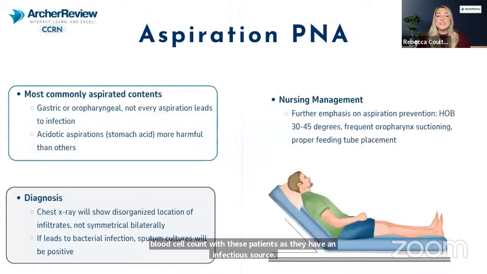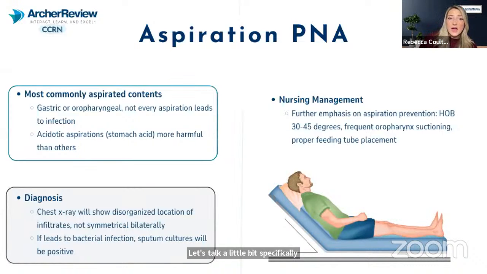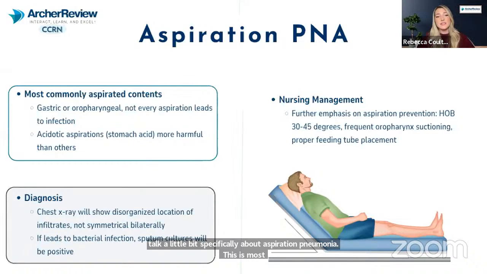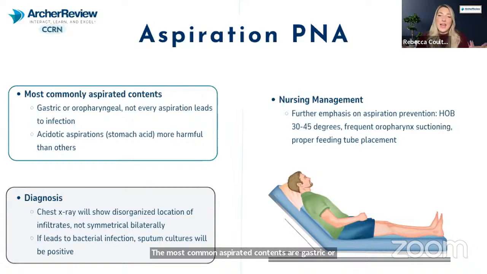Let's talk a little bit specifically about aspiration pneumonia. The most common aspirated contents are gastric or oropharyngeal. And not every aspiration leads to infection. I've had some speech language pathologists come in and look at my patients and they'll say, yeah, they're definitely aspirating, but due to other factors, I'm not too concerned about it. They're like, oh, this patient might be okay to aspirate a little bit.